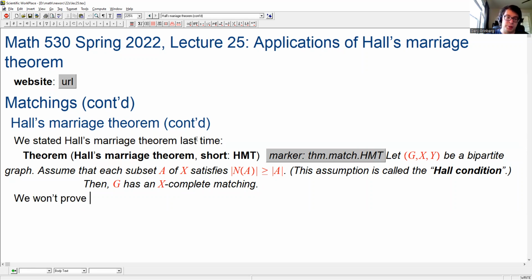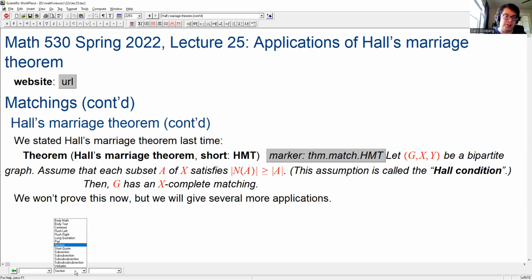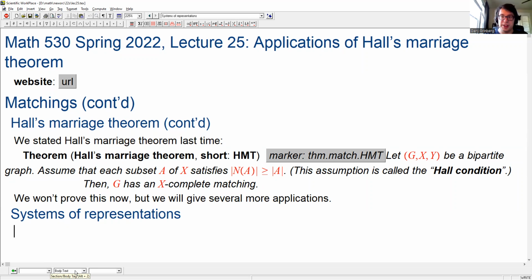As I said, we won't prove this now, but we will give several more applications. I think it's worth appreciating the theorem first before proving it. And this is best done by seeing what else follows from it. So here is one, or actually two applications which involve systems of representatives. This is not about graphs, but really it's about graphs secretly. So let me state this. In a sense, this is an equivalent form of the theorem.